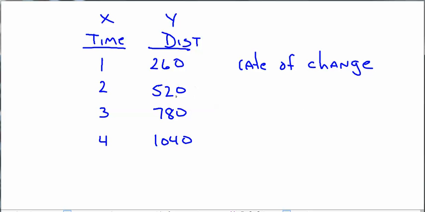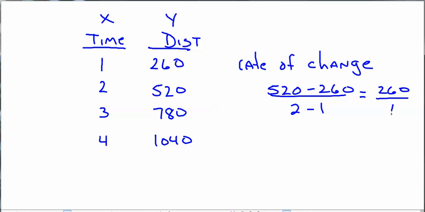is going to be take 520 minus 260 and divide it by 2 minus 1. 520 minus 260. 2 minus 1. What's your rate of change? 260, right? Every unit of time that increases once, your distance increases 260. That's fast.